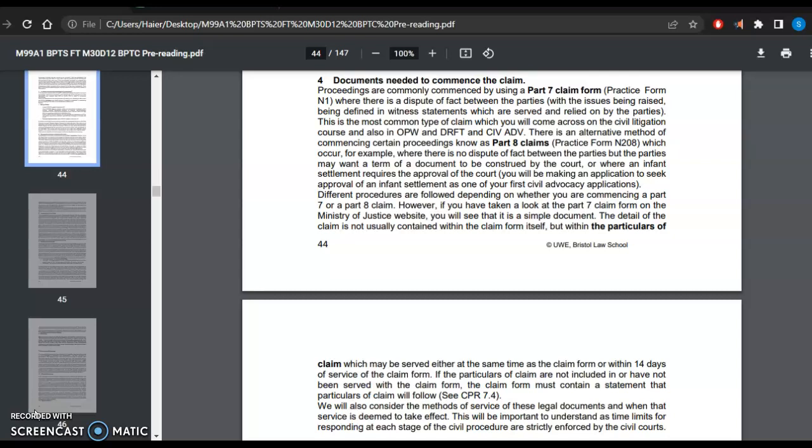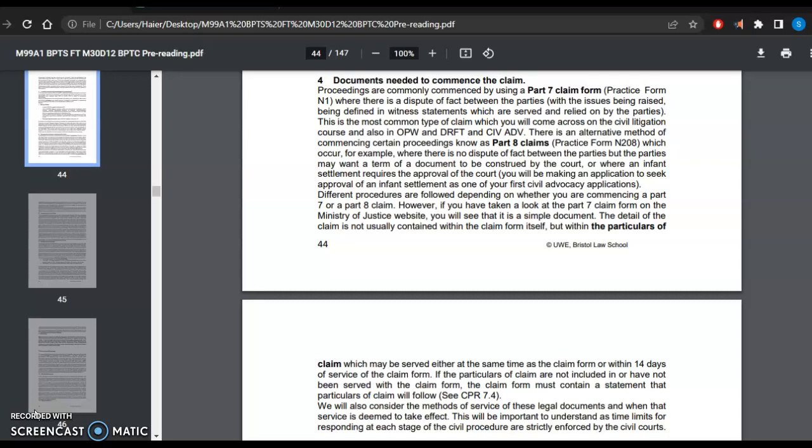So, Part 7 claim form contains a dispute of fact, and it is this kind of claim. But there could be other kinds of claims which could be served in civil litigation. Those are Part 8 claims, where there is no dispute of fact between the parties, but the parties may want a term of the document to be construed by the court, or where an infant settlement requires the approval of the court. These are the kinds of claims which come in Part 8.